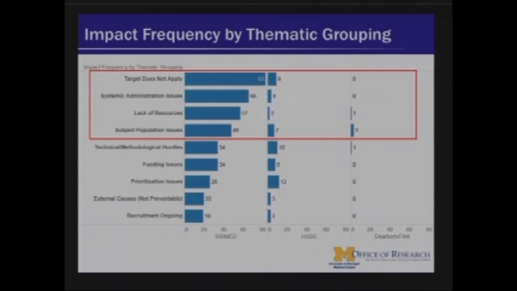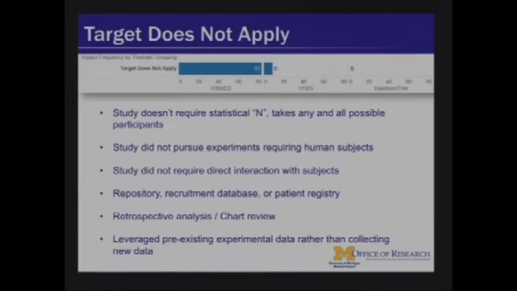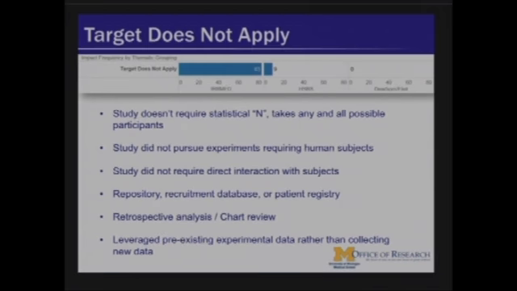These were by a large margin the most common responses, the most common impacts to low accruing studies. One was target does not apply. As I said before, those would be secondary analysis. Studies don't require the statistical N. It's an open enrollment. They take as many as they can get. Or the study at some point after initial approval decided that they did not need to do experiments with human subjects. They wanted to use existing experimental data, for instance.